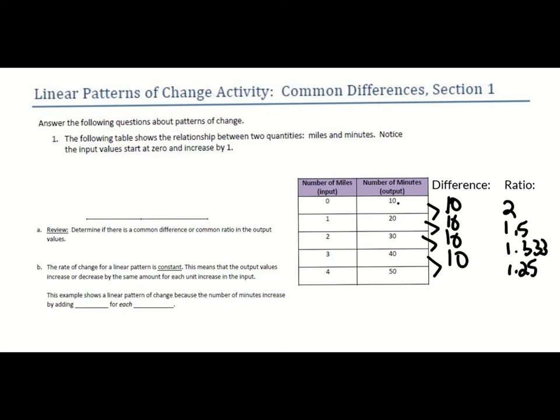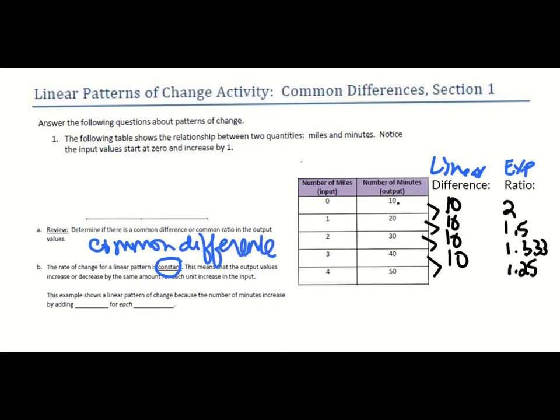It says the rate of change for the linear pattern. So, oops, I wrote it in the wrong spot. So this is linear. Basically, this is exponential. So for a linear pattern the rate of change is constant. This means that your output values increase or decrease by the same amount. Determine if there's a common difference. So there's a common difference. I forgot to do it on A. So there's a common difference on A.